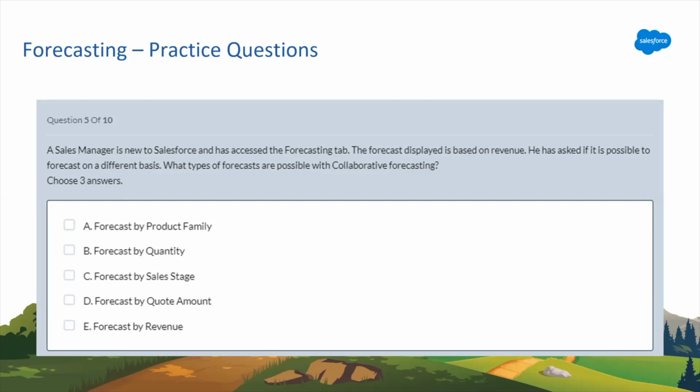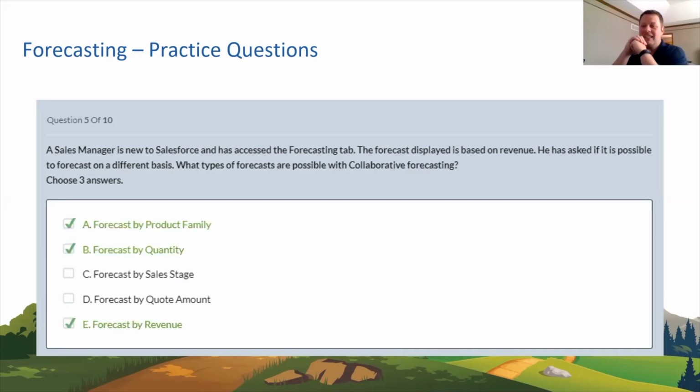I'll take product family for 100, Matt. That's 1. By quantity. That's 2. Revenue. Bingo. Y'all nailed it.